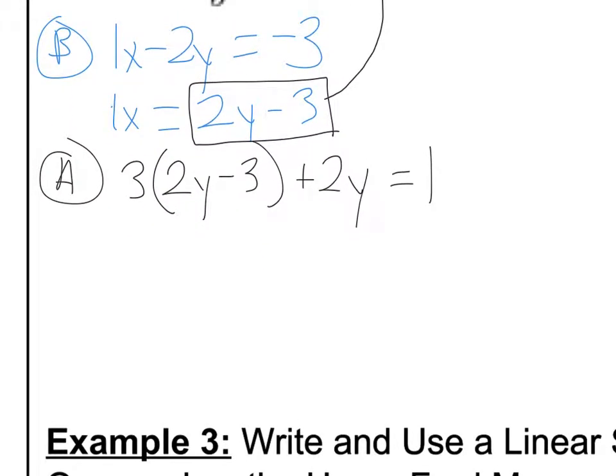Now there's a little bit more work involved here, but such is life. So you're going to distribute. Now we're going to have 6y minus 9 plus 2y equals 1. I just brought the 2y and everything down.